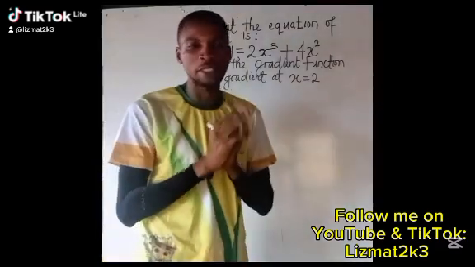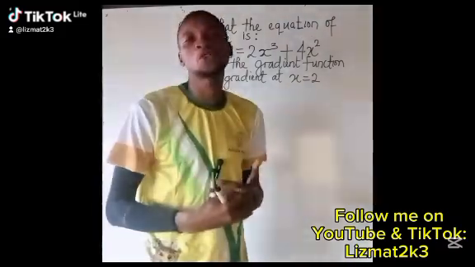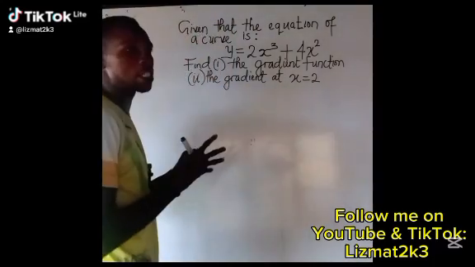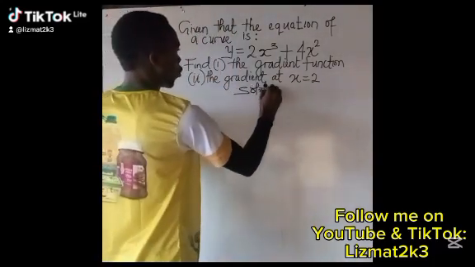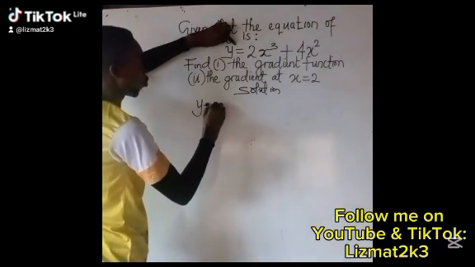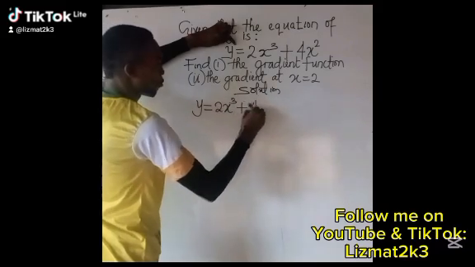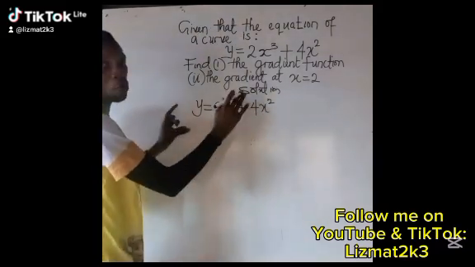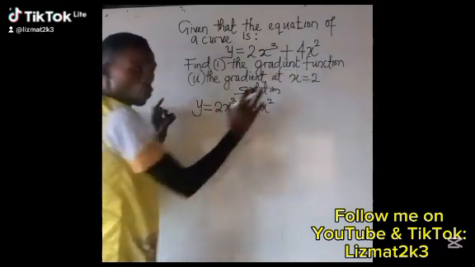When you come across a problem like this, I would like you to pay attention and look at how you are going to approach this kind of question. All right. So the first thing is that we are given the equation of the curve, and the equation of the curve is y equals 2x to the power 3 plus 4x to the power of 2. So this is the curve. It was given in the equation. And we are to first of all find the gradient function.